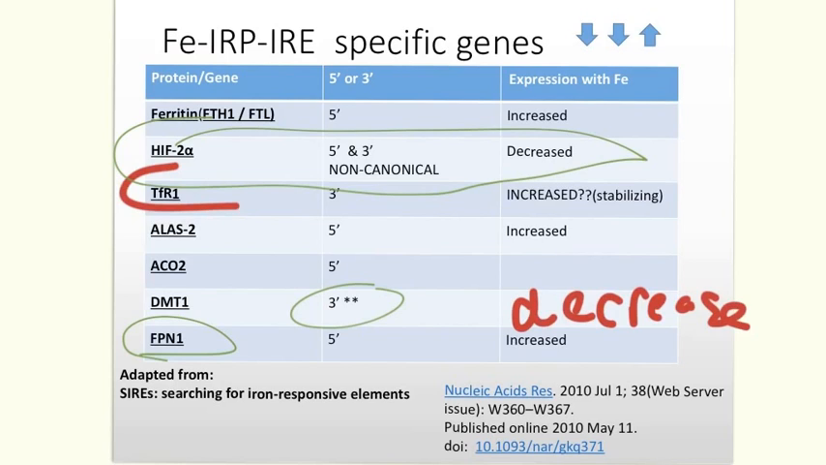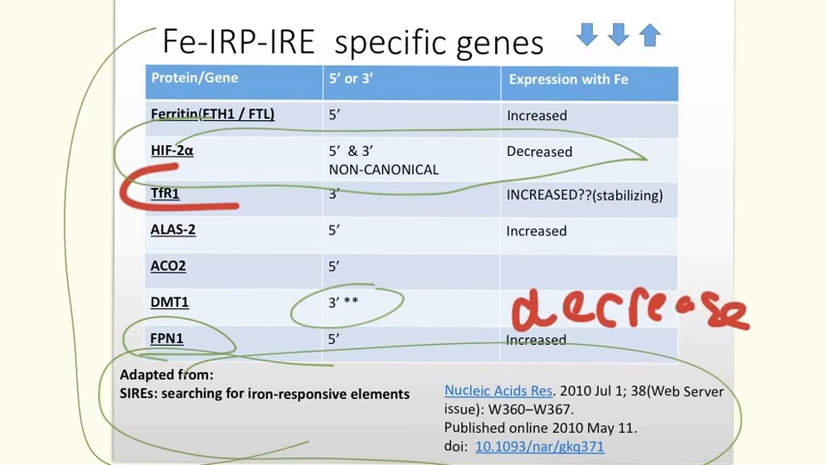So you can actually have different sequences that will bind to the iron response protein. We don't even know what all of them are. In fact, there was a really, really good paper published a while back in 2010 that showed an algorithm to be able to find more of these things. And I actually adapted this list from that paper.